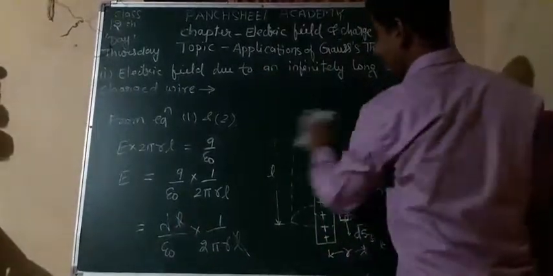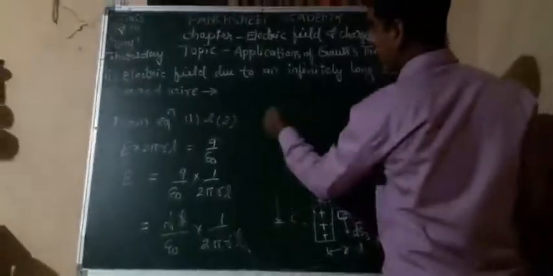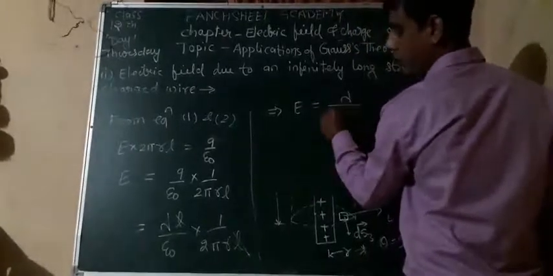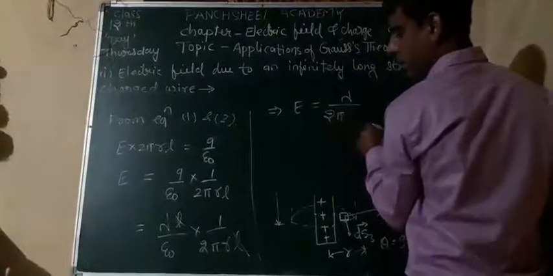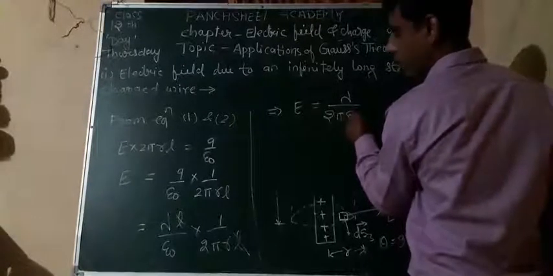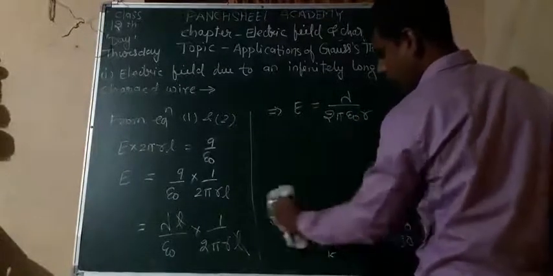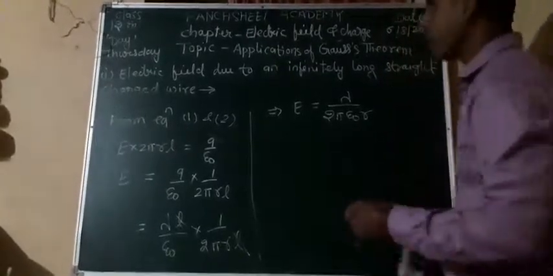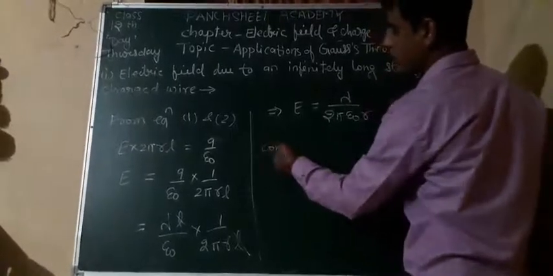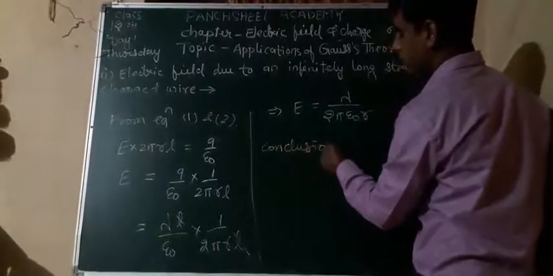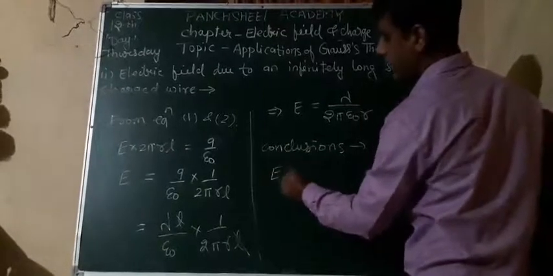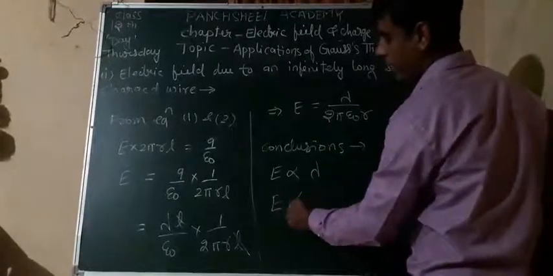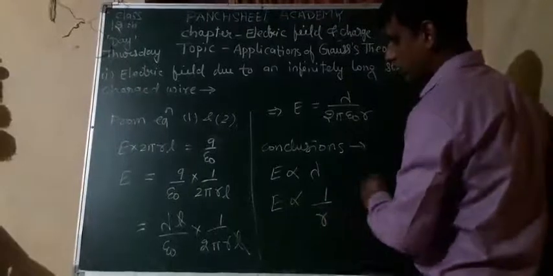So we can write electric field equal to lambda upon 2 pi epsilon naught into R. So this is the electric field due to infinite long straight wire. What is the conclusion? One conclusion is that electric field is directly proportional to the charge density and electric field is inversely proportional to distance.